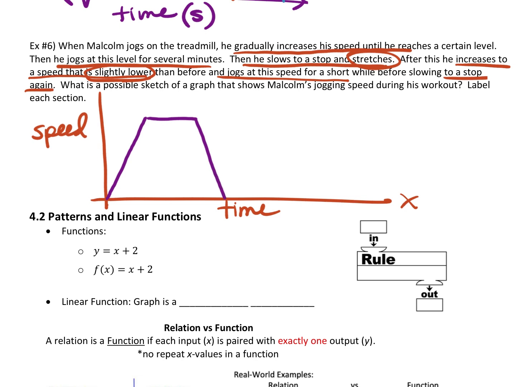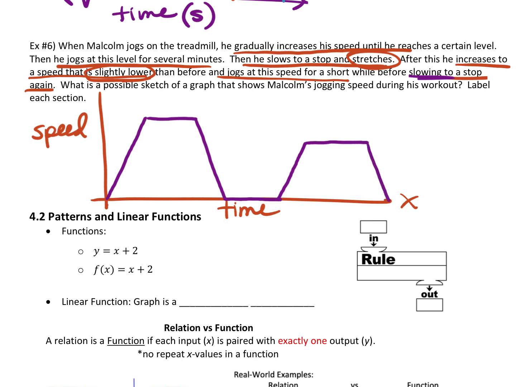Okay. Now what? He's gonna stretch. So what's that going to look like on my graph? Horizontal, but at 0, right? His speed is 0 while he stretches. Now what? Then he goes back up, but not as high, right? It says he's running at a slower speed. So maybe he's just going here, but he keeps that speed for a little while before slowing to a stop again.